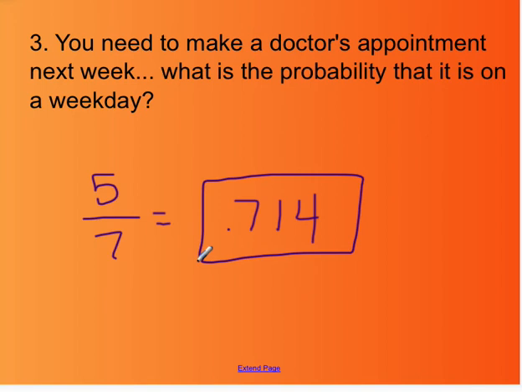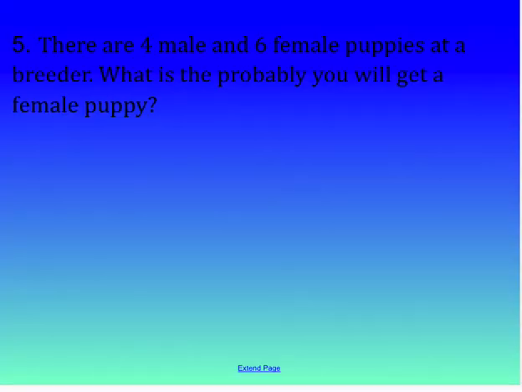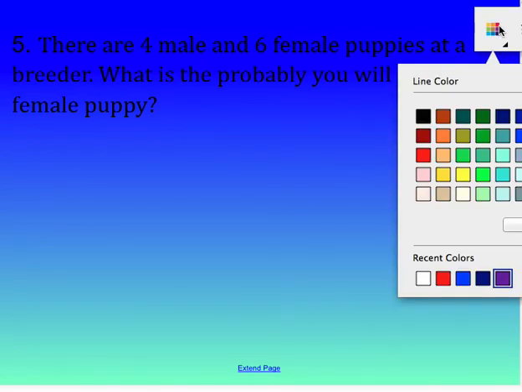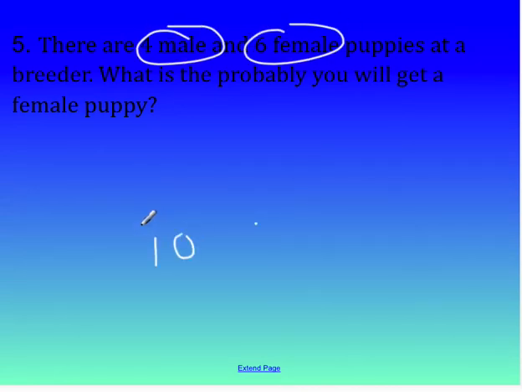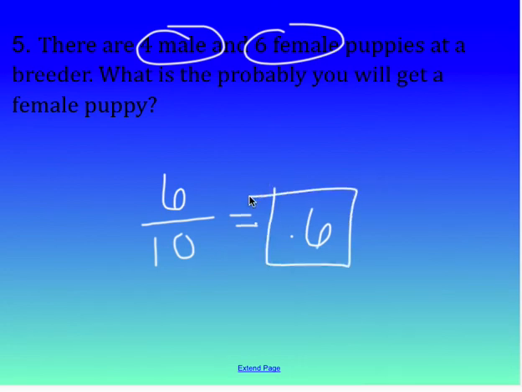Last but not least, let's take a look at number 5. There are 4 male and 6 female puppies at a breeder. What is the probability that you get a female puppy? What we want to do is first calculate our total. If we have 4 males and 6 females, that means we have 10 total puppies. Our success is the number that is female, so that's 6. So 6 out of our 10, which gives us 0.6. So there's a 60% chance of us drawing a female.